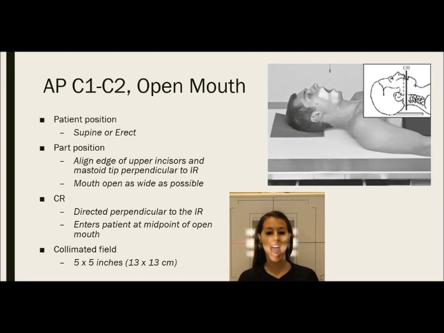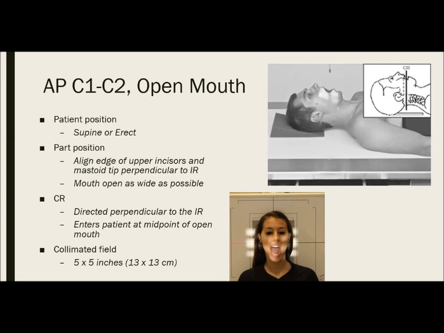The next projection is the AP C1, C2 open mouth, and this is the one that we would do with the dens. Our patient position for this one is supine or erect, and you'll notice at clinical that some technologists like to do these supine all the time. It's just all on your preference and what you like to do. The part position for this one is you want to align the edge of the upper incisors of your teeth and the mastoid tip to be perpendicular to your image receptor. You want the mouth open as wide as possible.